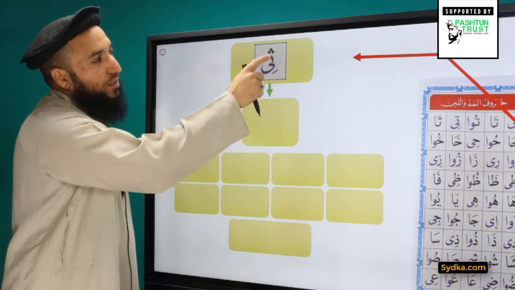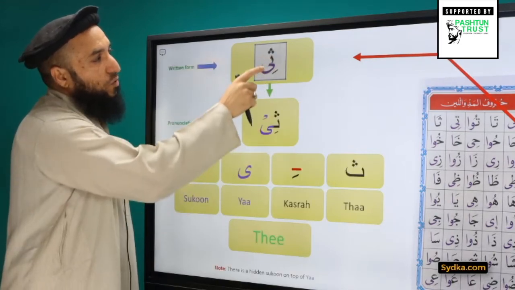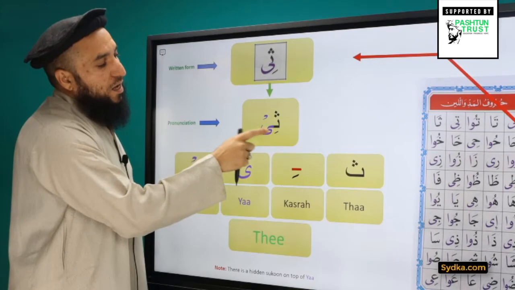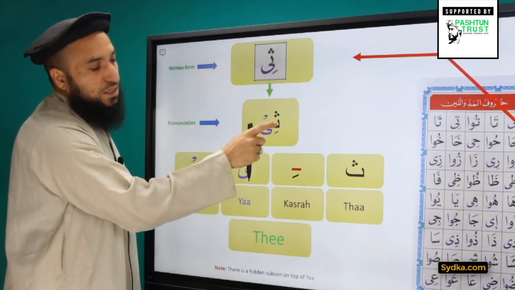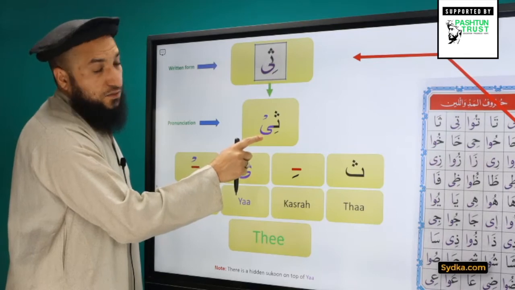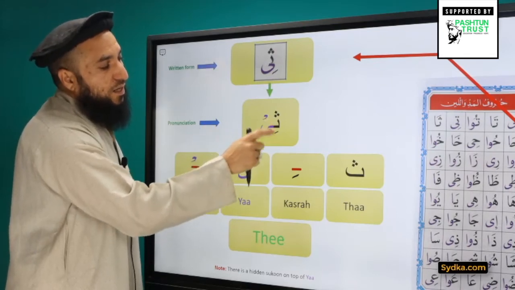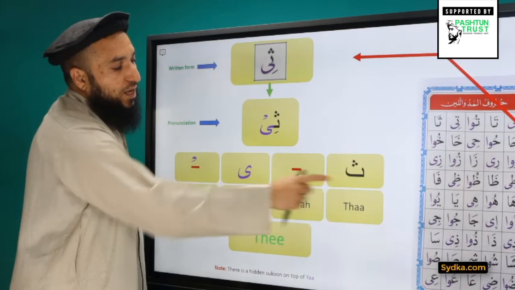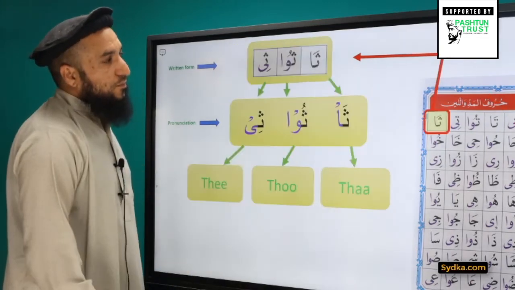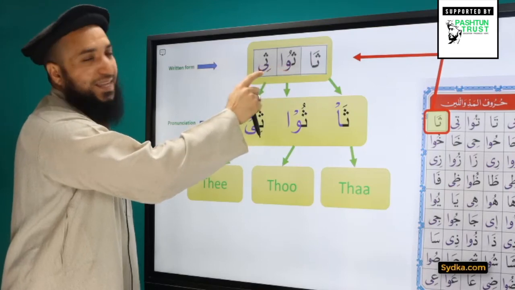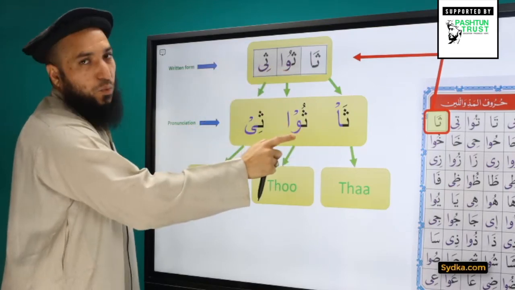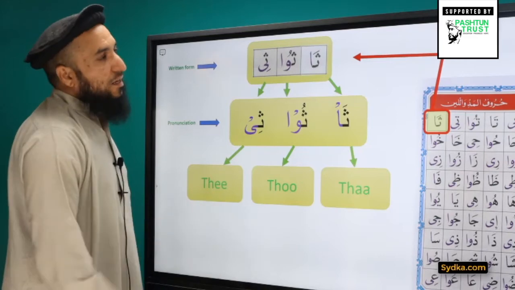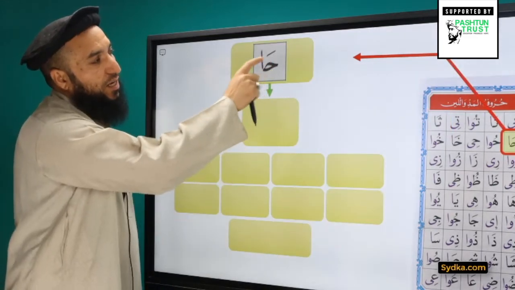The next syllable we have is tha kasra ya sakoon. This is the written form, and this is the pronunciation: tha kasra. Tha is a light letter, it has kasra underneath, and it is followed by ya, and ya has sakoon. Tha kasra ya sakoon thee. Tha, thoo, thee.